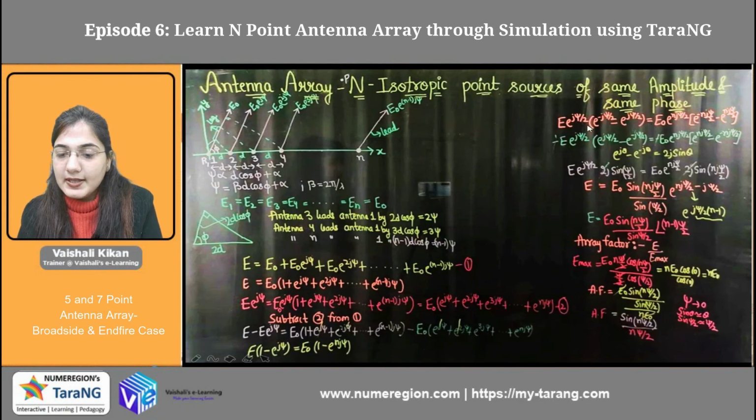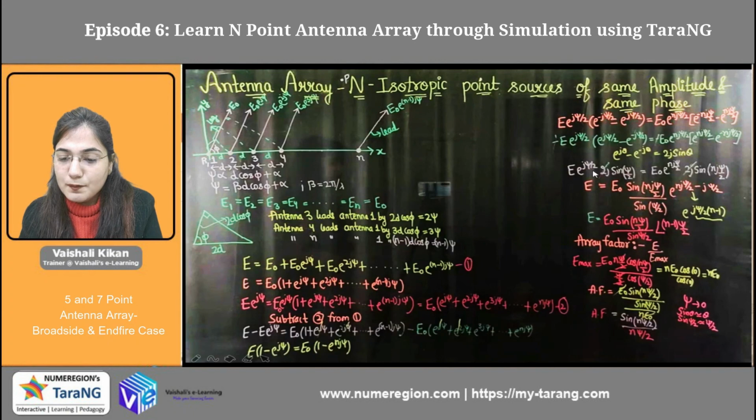So I will be taking e raised to power j psi by 2 common from here and e raised to power n j psi by 2 common from this side. So I will be having e raised to power j psi by 2 times e raised to power minus j psi by 2 minus e raised to power j psi by 2. Here E naught e raised to power n j psi by 2 times e raised to power minus n j psi by 2 minus e raised to power n j psi by 2. Now this is the formula of 2j sine of theta, right?